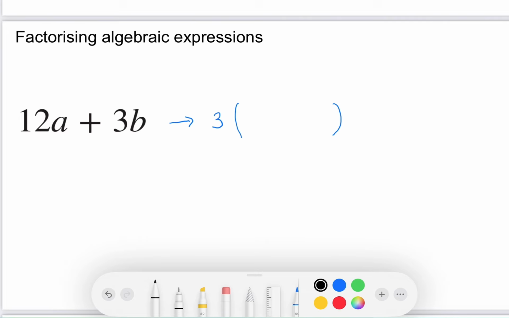would I need to put in brackets so that when I expand the situation out, I'd come back to 12a plus 3b. So I need to think, 3 times what would get me to 12a? Well, 3 times 4 is 12, but I want it to be 12a, so I'm going to put an a on the end there. And then next, I need to think, 3 times what would get me to positive 3b. Well, 3 times 1 is 3, but I need to have a b on the end, so I'm going to put a b there, and a plus in the middle.